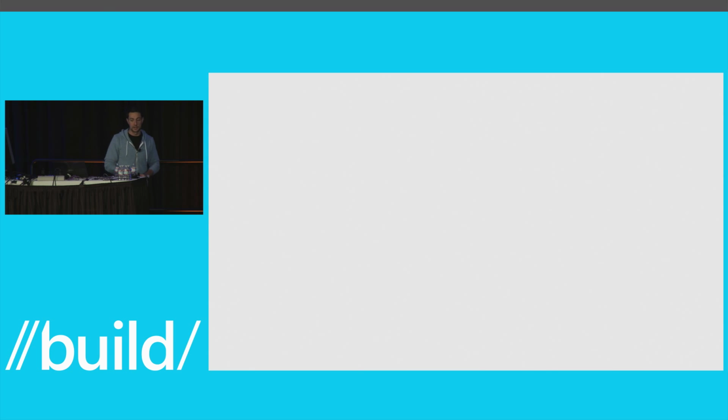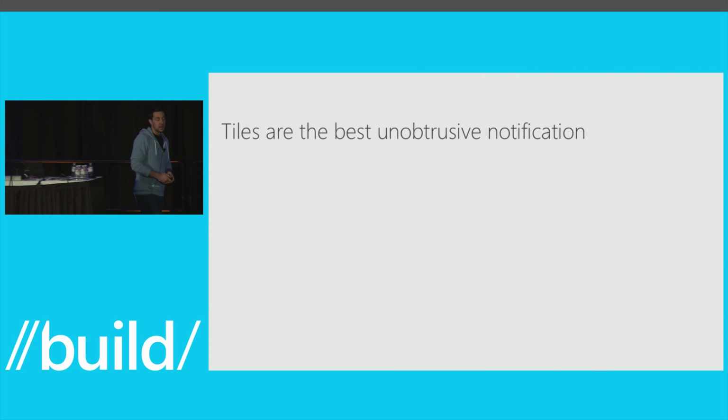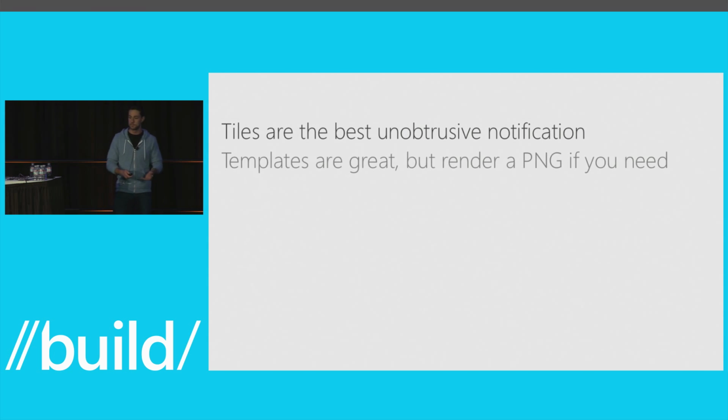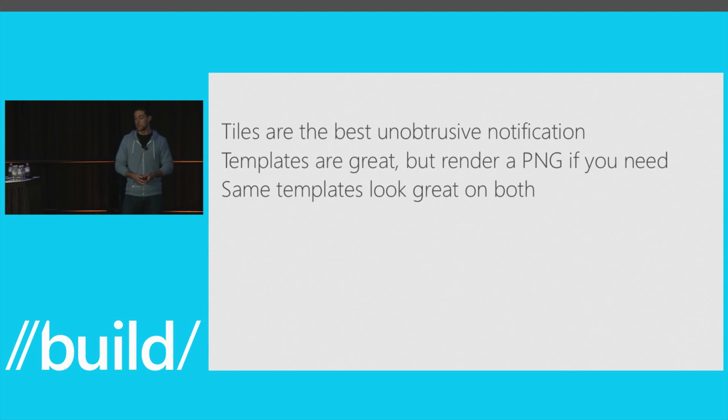So some key takeaways to kind of recap what we looked at. Tiles are the best unobtrusive notification today. We also have now with Action Center what we call Ghost Toast, so you can send a notification immediately to the notification center if you want. You can replace those. But tiles remain the best way to just satisfy kind of a snacking urge. Templates are great. We encourage you to render a PNG if that makes sense. The same templates look great on both of our platforms.